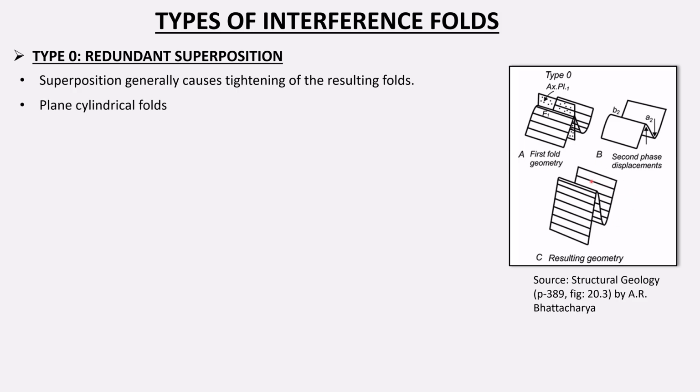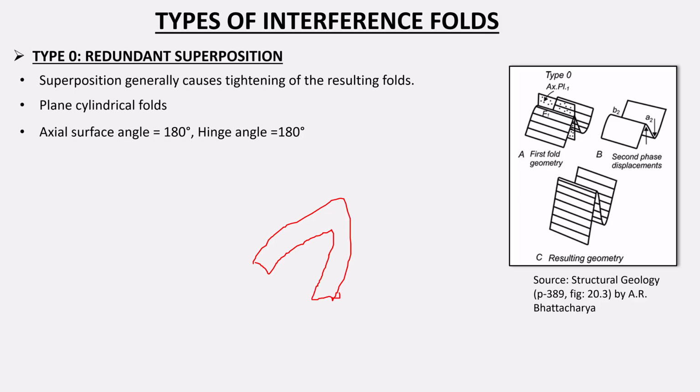Basically, they are plane cylindrical folds. That means the axial plane and the hinge line are not curved. The axial surface angle is 180 degrees and the hinge angle is 180 degrees. Now, what is the axial surface angle? If we assume it is an axial surface, then if we draw a tangent from here and a tangent from here, the angle between them is the axial surface angle. It is the same concept as the interlimb angle.